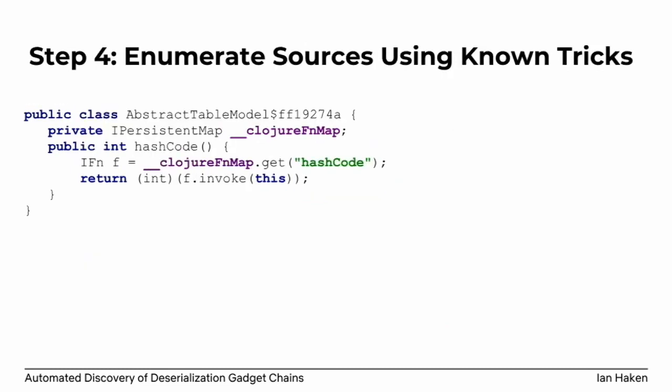All right, so step 4. If you're getting a little lost, don't worry. This is completely independent of all the other steps. Step 4 is really simple. We just want to enumerate entry points for gadget chains. And this is basically enumerating entry points using known tricks.